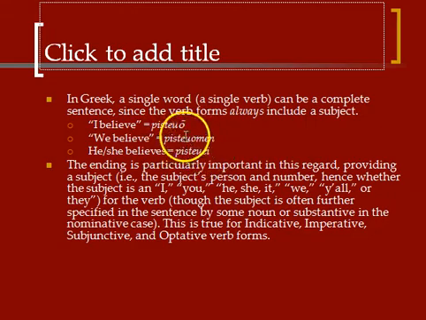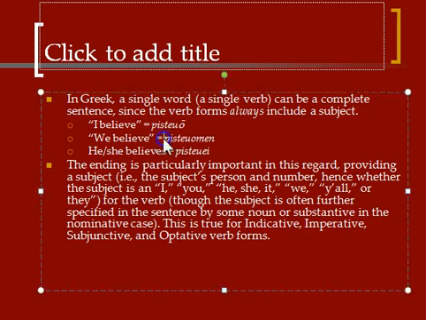This gets even more complicated then when we move from the present tense to the past tense. We'll begin to see changes at the beginning of a verb. So if I were, for example, to insert the letter epsilon before pisteo amen, I'd have epistevomen, and I would have turned this from we believe into we were believing, we were trusting, or even we used to trust.